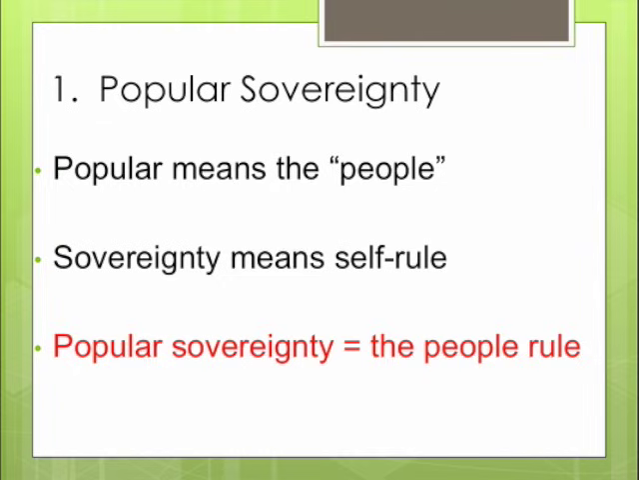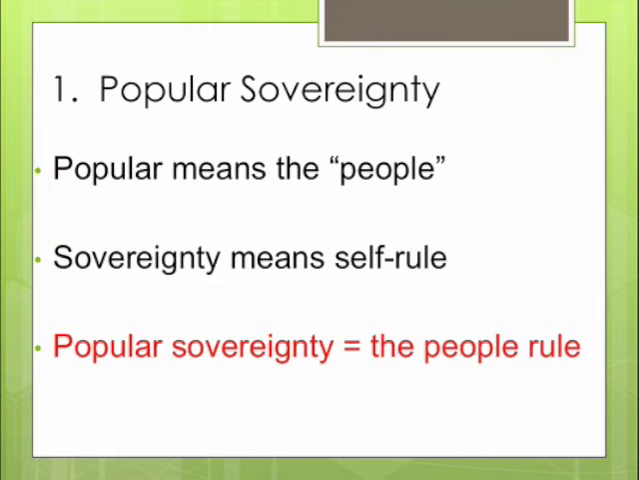To do so, we'll break the word down. So popular in government always means people, and sovereignty in government, as we learned in Unit 1, means the ability of a country to self-rule, or rule oneself. When combined, we have a definition that the people rule themselves. Within the United States, this principle is emphasized as we are a representative democracy.